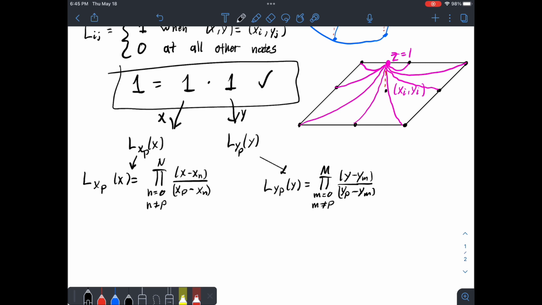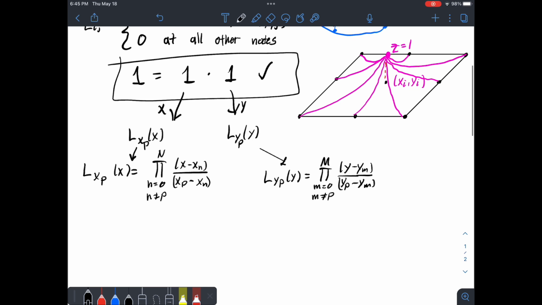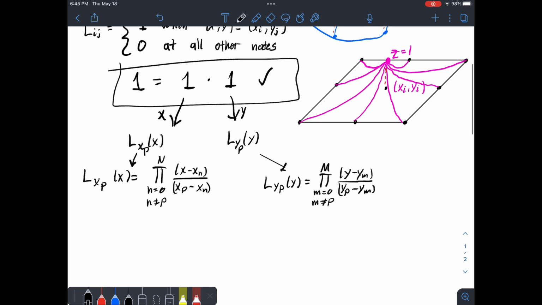So like I said, these are both equal to 1 when the function is at the correct x or y location. If we're at the xp point, then we'll be equal to 1, and if we are at some other node, then we will be equal to 0.